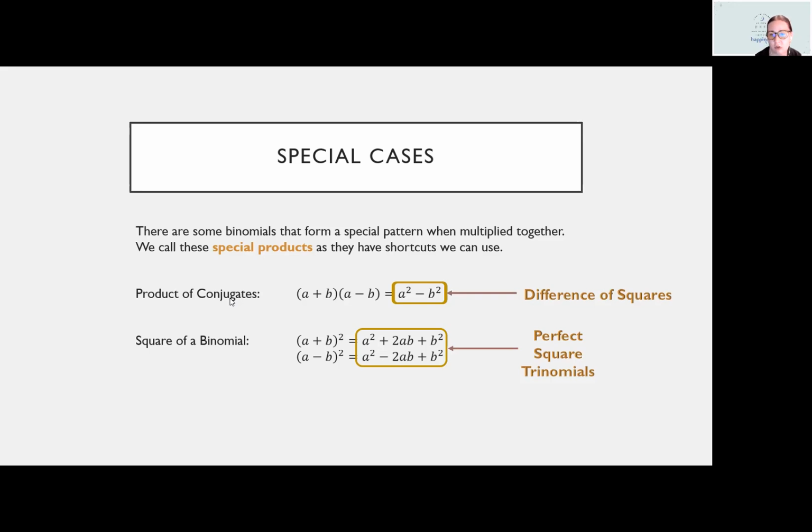Difference of squares is so important. It shows up a lot with factoring and multiplying. So you really want to know how to multiply it to get to the difference of squares and then go backwards and factor it, because that is going to show up a lot.